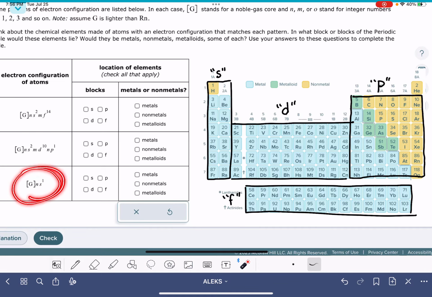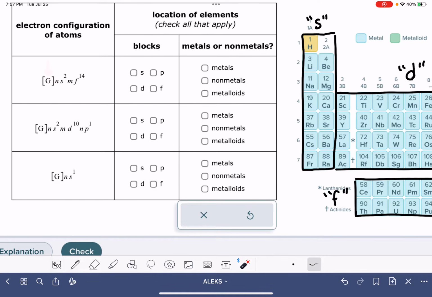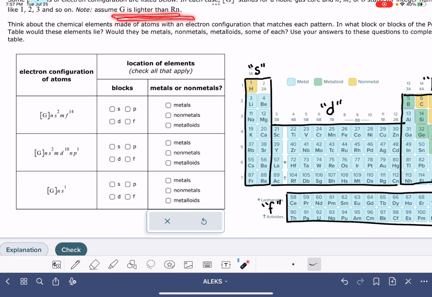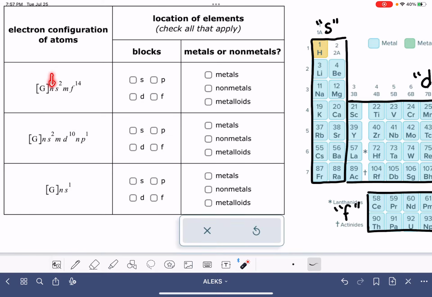So what we have over here are some generic electron configurations. ALEKS is using some letters to just represent, it could be anything. This G means it could be any noble gas, although ALEKS does say lighter than radon. So anything not radon. And it's using N's and M's to represent those principal quantum numbers like 1s or 2p or 3p or 3s or whatever. So it's like just using these to stand in place of the principal quantum number. I think that this problem is a little bit easier to look at if we just ignore those letters. We really don't need to think about them.